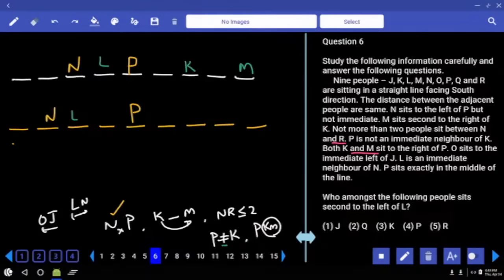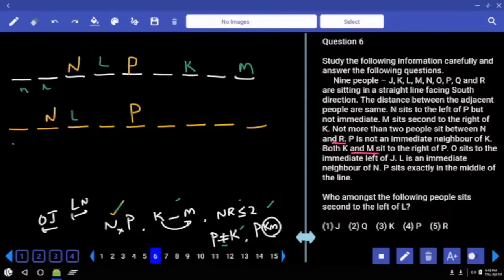Now between N and R, how many people are there? Lesser than or equals to 2. Hence you can have R at any one of these two places. N and R lesser than or equals to 2. And P is to the left of both K and M. And P and K are not adjacent. N and R lesser than or equals to 2 people. Now M is second to the right of K. And N is to the left of P but not. L and N are adjacent.